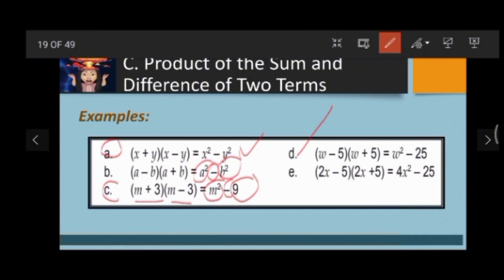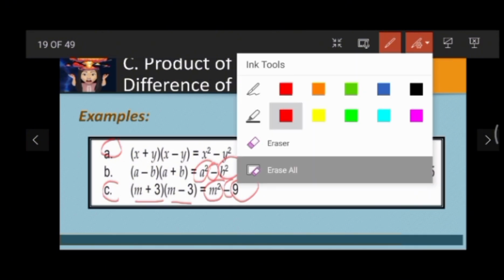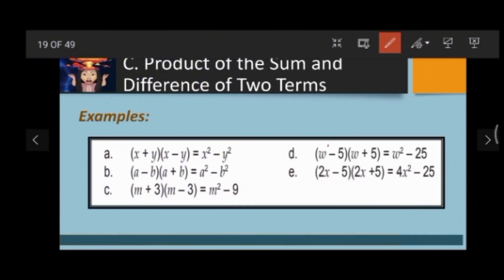Another example, letter D. So let's just erase it for a minute. So we have w minus 5 and w plus 5. All we need to do is square the first term, which is w, so we will have w squared. And square the last term, which is 5, we will have 25, and don't forget the sign, which is the negative.